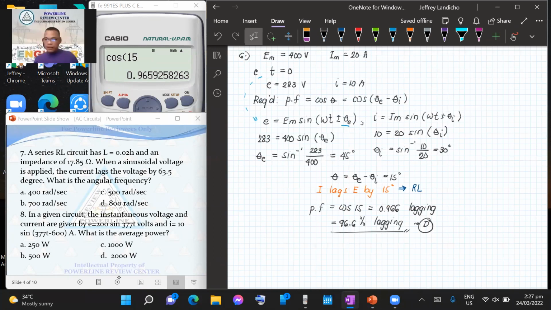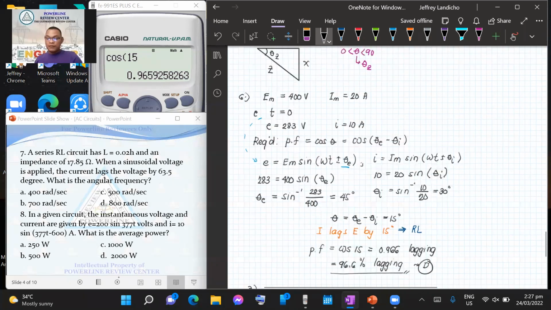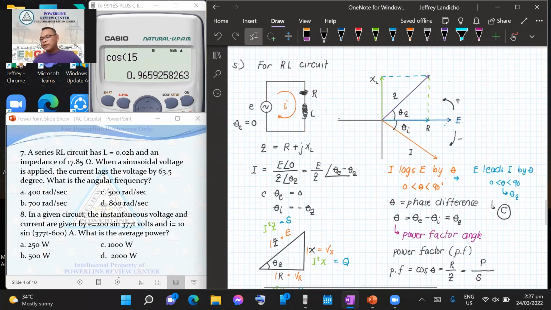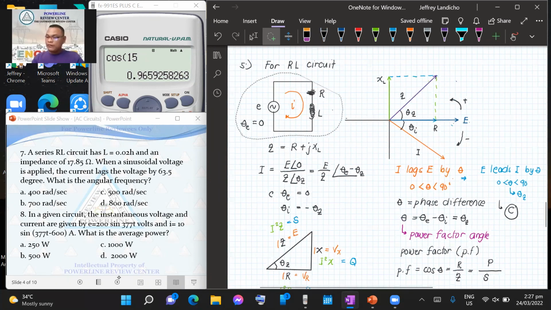So let us try number 7. A series RL circuit has inductance of 0.02 Henry and an impedance of 17.85. So kunin ko na lang yung ating equivalent circuit here, no? So we have RL circuit.